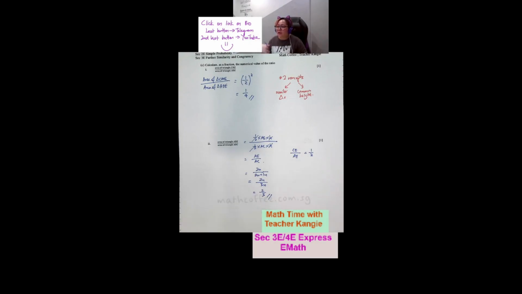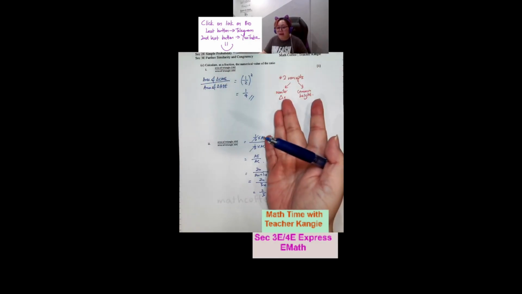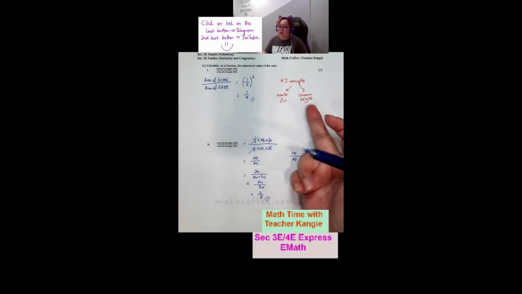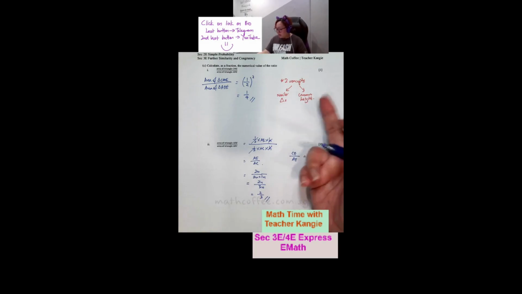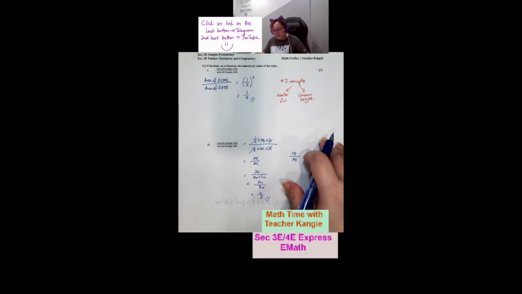So you see, these questions demonstrated the two concepts, they use similar triangle or they use common height. Common height is the one that students always don't know. So now you know that when it's nothing to do with similar triangles, it means that we're going to use common height. Right? Yay, we are done with today's question.